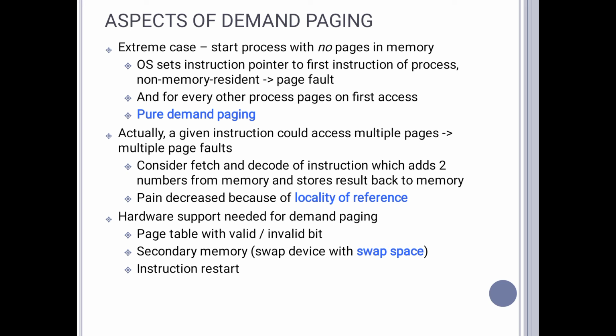Let p be the probability of a page fault, so 0 ≤ p ≤ 1. We would expect p to be close to 0, that is, we would expect only a few page faults, and the effective access time is the same. An extreme case is a process with no pages in memory: we always set the instruction pointer to the first instruction of the process, which is a non-memory-resident page fault. And for every other page of the process, on first access, a few demand pagings have to be done.